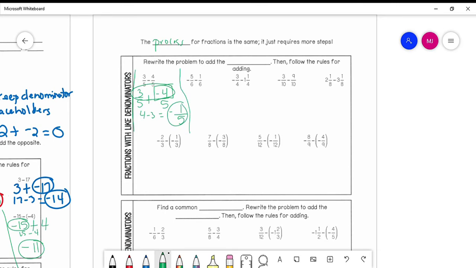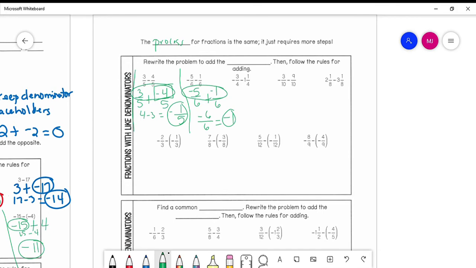Okay, add the opposite. Keep that first number the same, and then add the opposite of 1/6, which would be negative 1/6. Okay, denominators are the same. Focus on your numerators. Same signs, you add them. So a negative 5, negative 1, you owe me 5, you owe me 1, you owe me 6. 6 over 6 would be the same thing as a whole, and that's a negative 1.